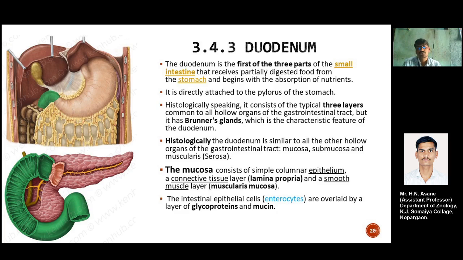The mucosa will be the first part. The mucosa consists of simple columnar epithelium and a connective tissue layer. It comprises the lamina propria and the muscularis mucosa, the two parts of the mucosa. The muscularis mucosa is the smooth muscle layer, and the connective tissue is the lamina propria.